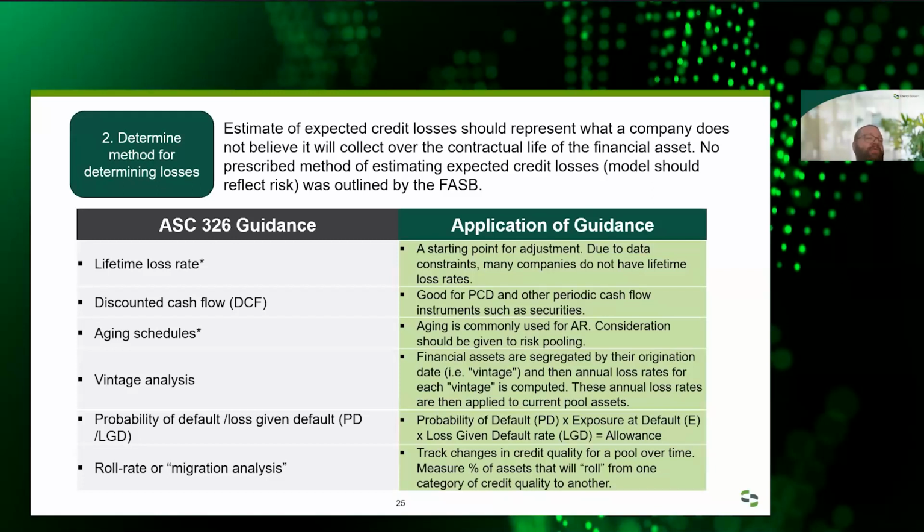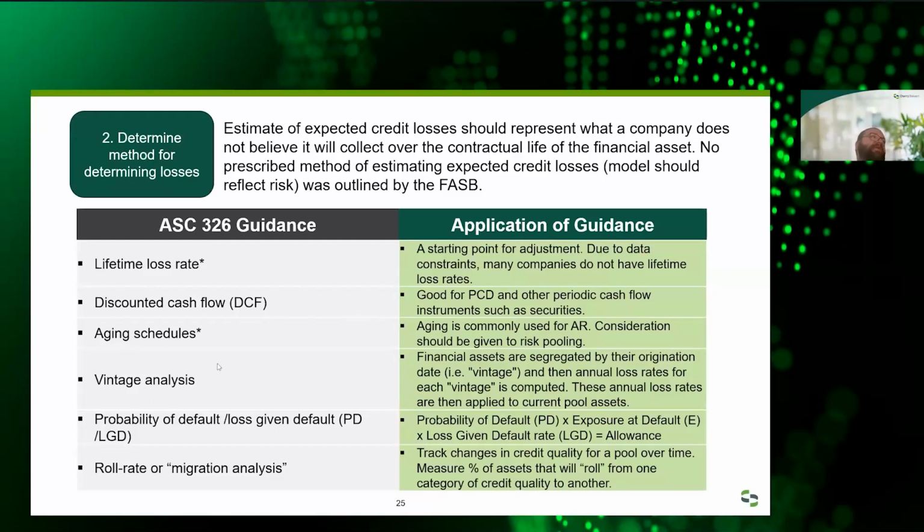And then the last one here is roll rate or the migration analysis. This is where you track the credit quality of a pool over time and how it migrates from one pool to the next. And you measure a percentage of assets that will roll or migrate from one category to another. And then of course you apply that to your current aging and make adjustments for current conditions and reasonable supportable forecast.